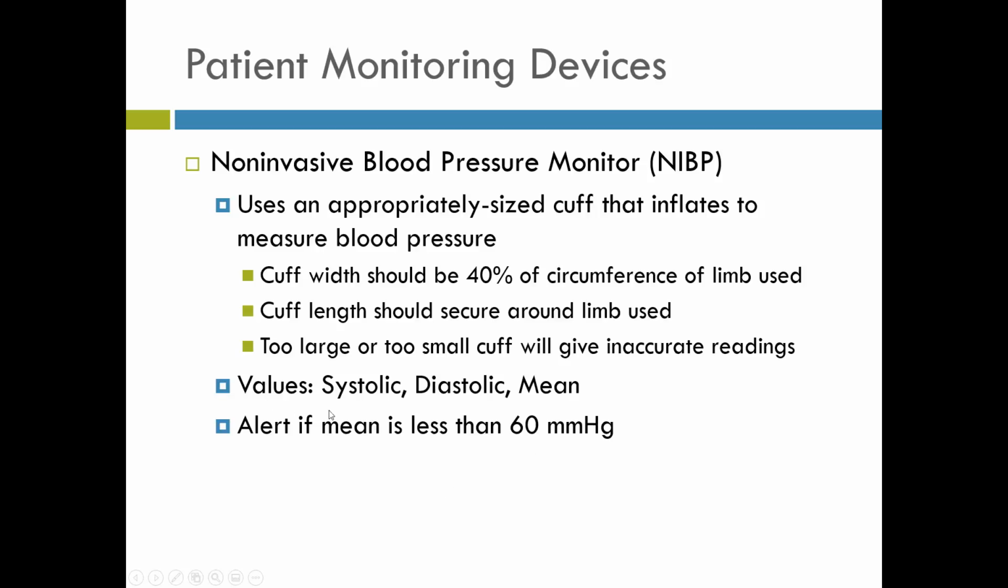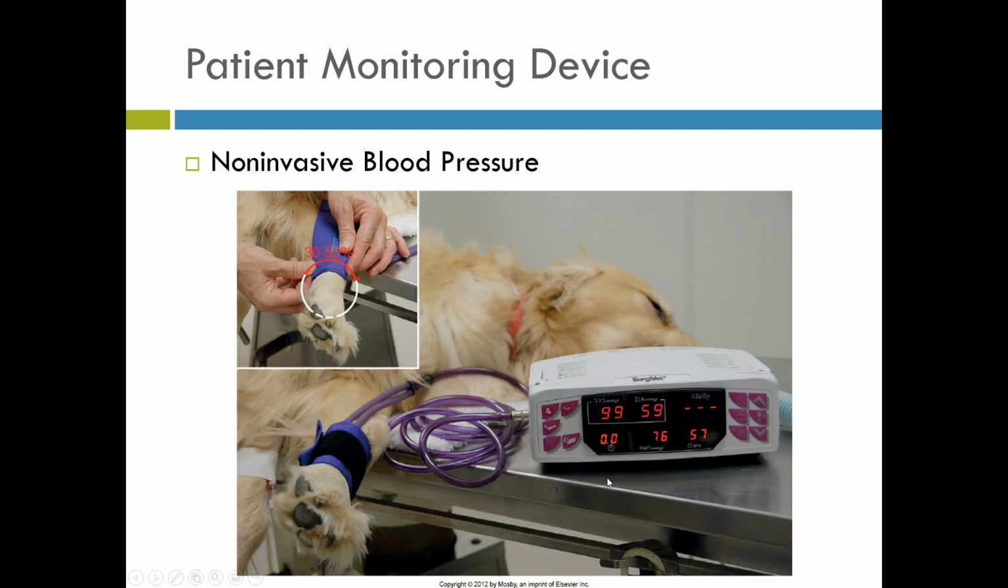Our values that we're going to use are systolic, diastolic, and mean, just like within people. And we're going to alert if that mean is less than 60 millimeters of mercury. Here's an example of that. So this is right here on how we measure our blood pressure cuff for our patient. So again, that's about that 40% width of the circumference of the leg. And so then this is how we attach it here as well.